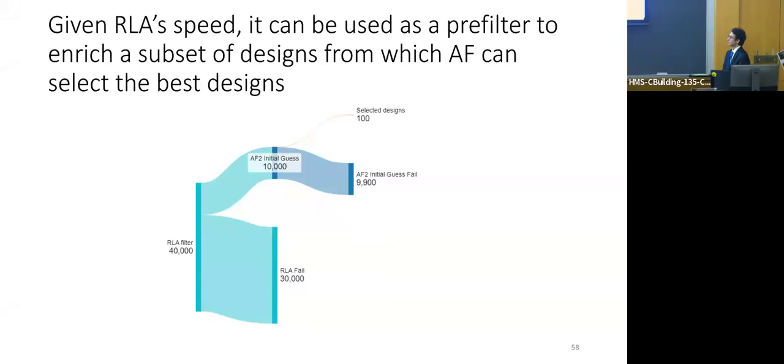But separate from that, a selling point is just that RLA is so much faster that you could run this on hundreds of thousands of designs. Instead of having to run AlphaFold on your entire set, however many designs you've generated, however slowly that process was, it's still going to be a lot slower to run AlphaFold on all of your designs as opposed to running RLA. And if RLA is effective enough, then the efficiency gain could tip the scales towards using RLA as a pre-filter.